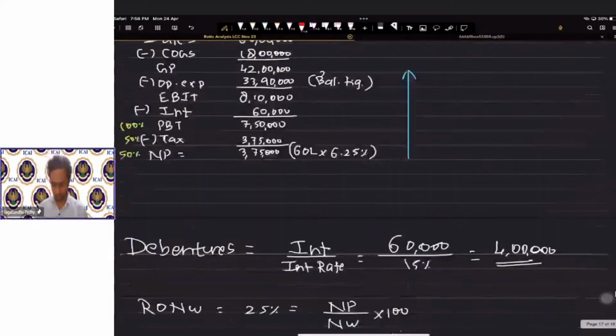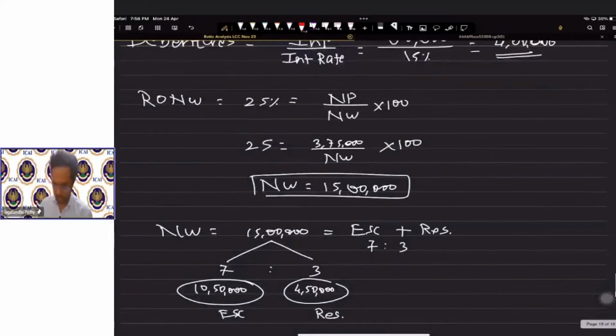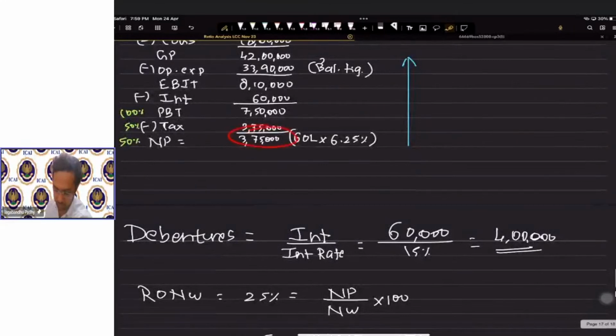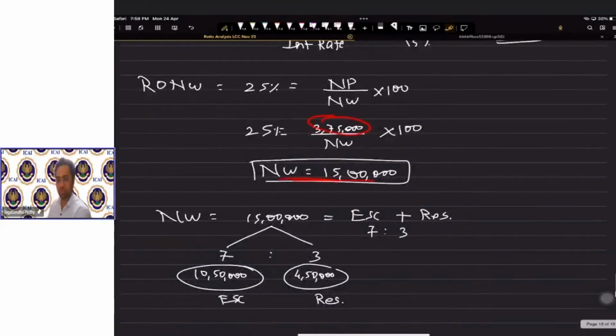Net worth is the owned funds, right? The equity share capital and reserves. So you have the return on net worth. 25% is the return on net worth. So 3,75,000 is your net profit, which we have computed earlier. That 3,75,000 is used to obtain the net worth amount. Right? 25%.